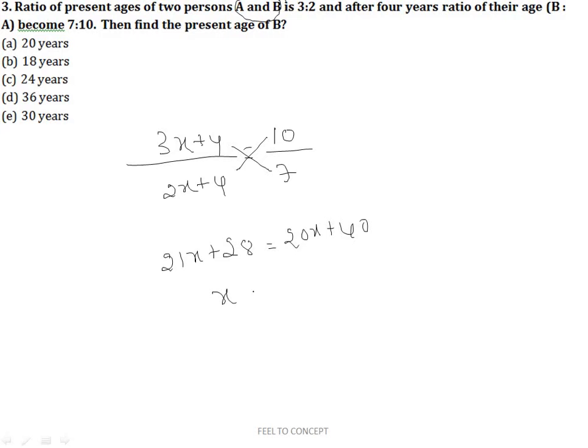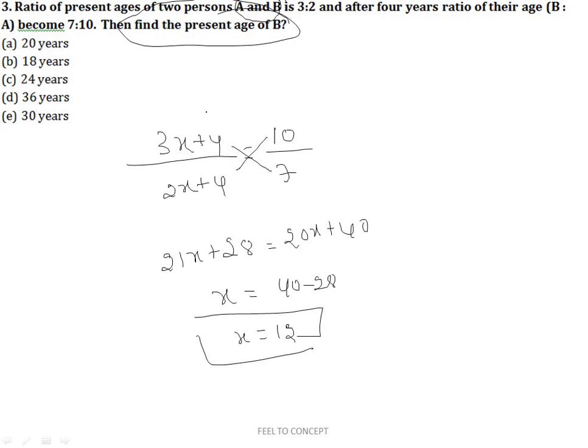x equals 40 minus 28, so x equals 12. What is the question? Find the present age of B. The present age of B should be 2x, which means 2 into 12. There should be 24 years, the age of B. The answer is C, the right answer.